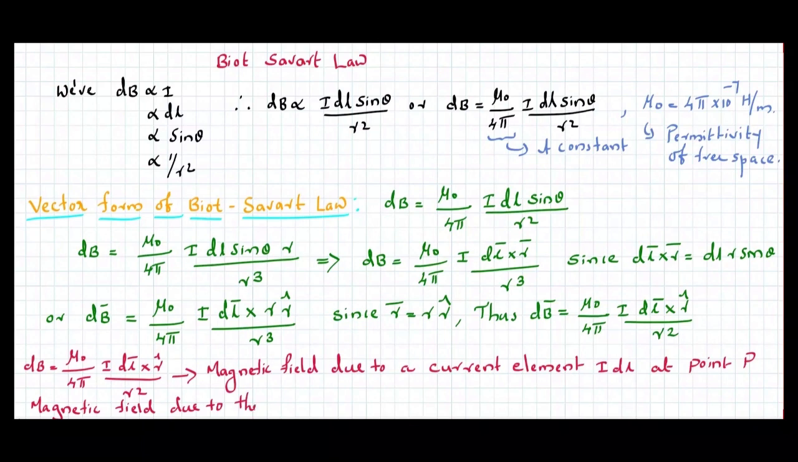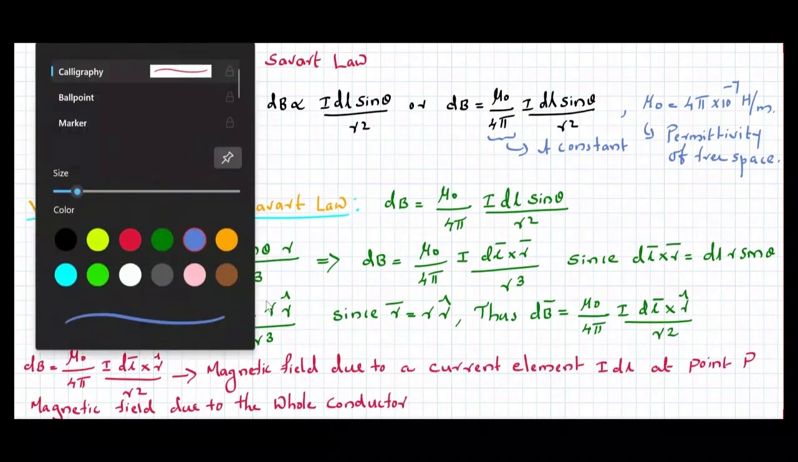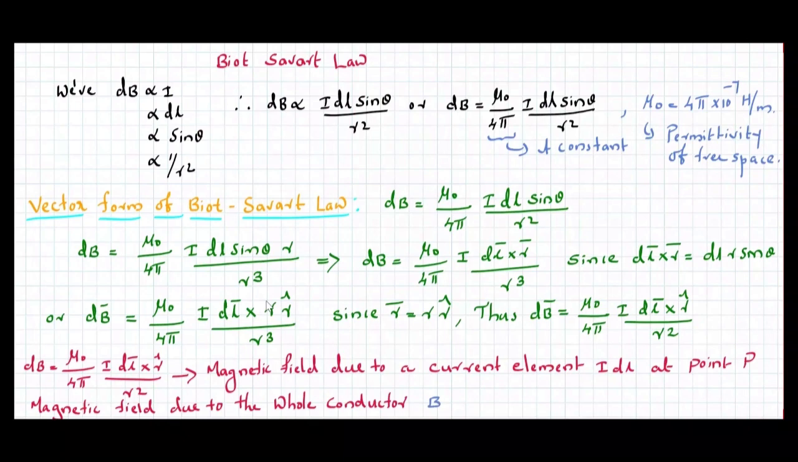Now, what is the magnetic field due to the entire segment of the wire? How do you calculate it? Just integrate dB. The magnetic field at point P due to the entire segment of the wire is given by B, that is the integral of dB, which is equal to mu 0 by 4 pi integral I dl cross r cap divided by r square.